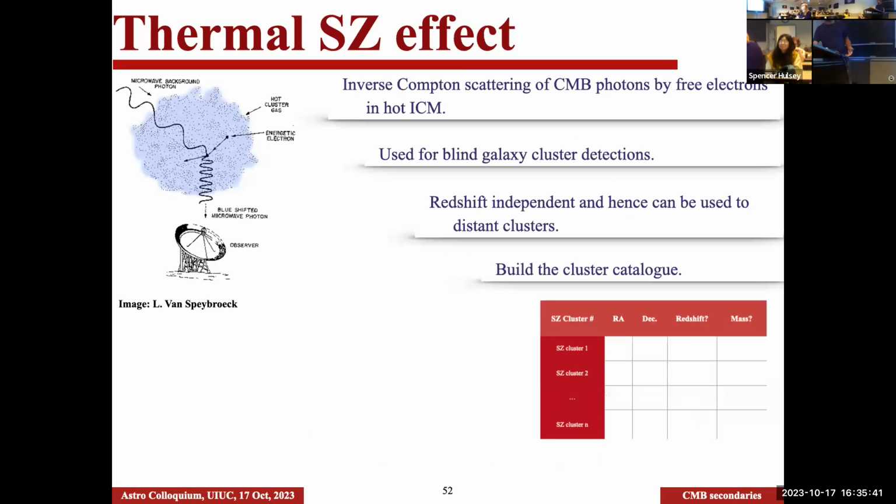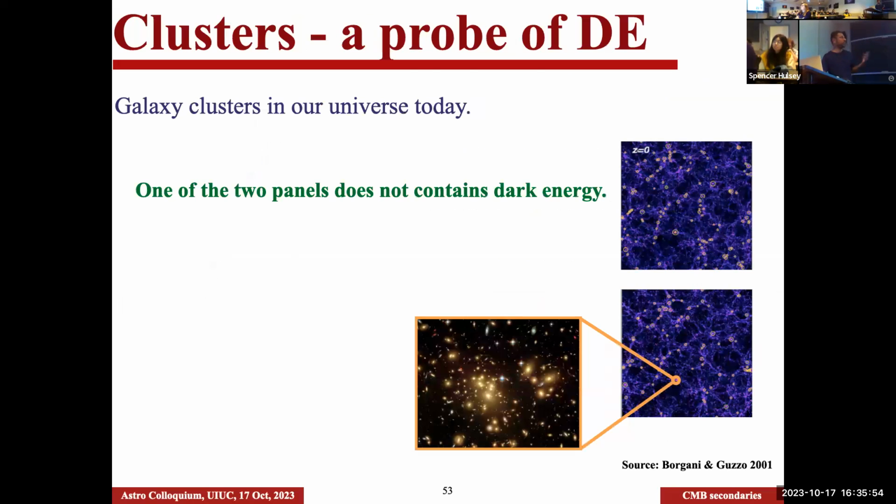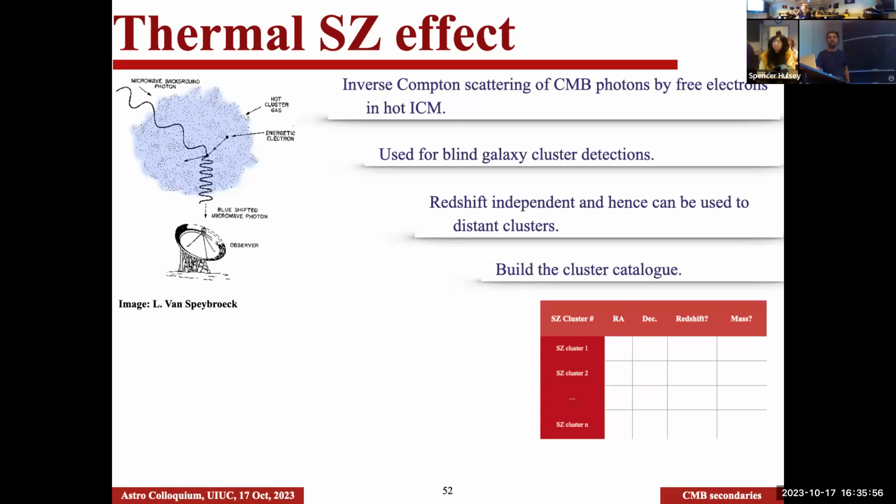So what can we do with this signal? So we can build a cluster catalog. When I say build a cluster catalog, we know the position. So we have the RA and Dec of these things. And then what can we do with that? Okay. So why are galaxy clusters interesting?